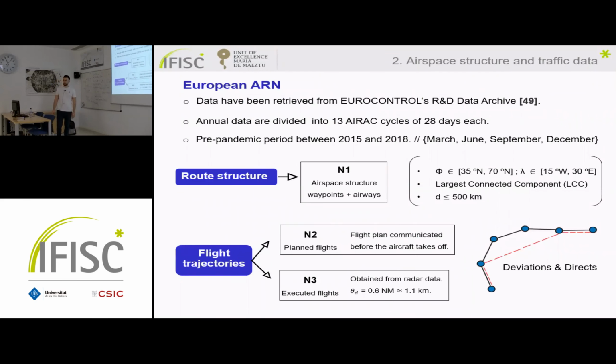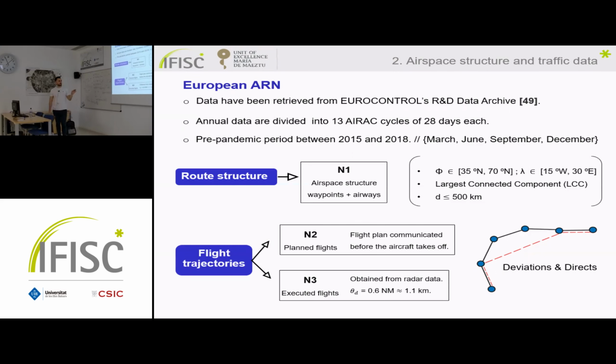The data used through this work has been retrieved from the Eurocontrol Data Archive. The annual data of this database is divided into 13 AIRAC cycles, and each AIRAC cycle corresponds to a time window of 28 days used to synchronize all the operational changes in the route structure. In particular, we have used 4 particular AIRAC cycles corresponding to each of the years, giving rise to a total of 16 AIRAC cycles analyzed. For each one of them, we have retrieved first the route structure, the network made of waypoints and airways that we have seen previously, and secondly, we have also analyzed the flight trajectories that operated over this network.